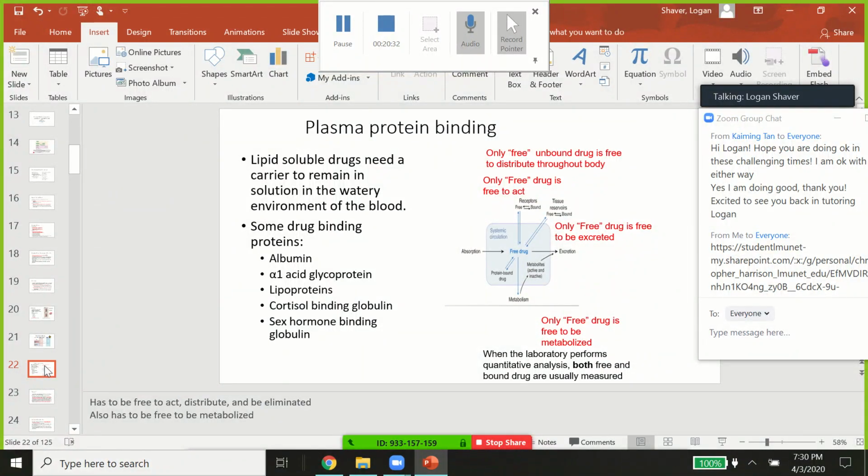Because a lot of the time it's bound to something, especially albumin, in order for these drugs to get to certain places that they need to go. So that's what this is talking about. If it's bound to albumin, for instance, it's not actually a free drug until it gets rid of that and binds to what it needs to bind to. And only free drug is free to be excreted, because, as you know, albumin being excreted is not typically a good thing. Okay. Only free drug is free to be metabolized. Makes sense with everything else that we're talking about.